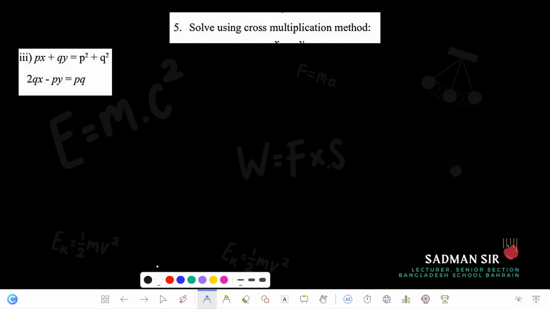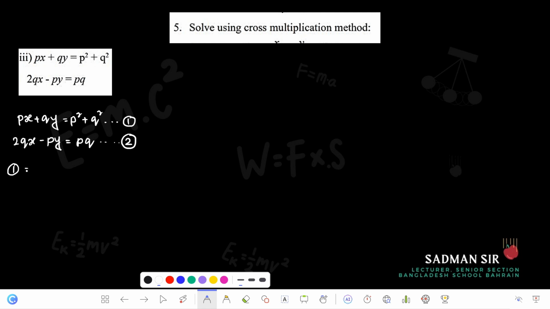Here we are going to solve problem number 3 of question number 5. Okay. Using the cross multiplication method, we are going to find the value of x and y. So as you already know, the first step is to make the right hand side 0 of both the equation. Here we have our equation number 1, then 2qx minus py equal to pq is equation number 2. And in both the equation, the right hand side is not 0. In that case, what we have to do, we have to make the right hand side 0.